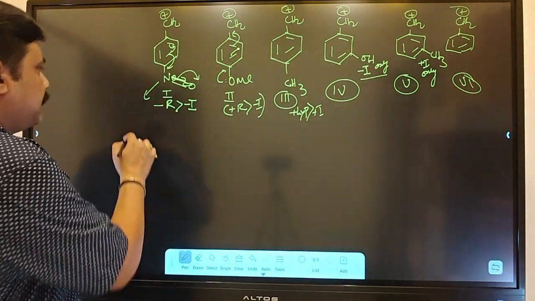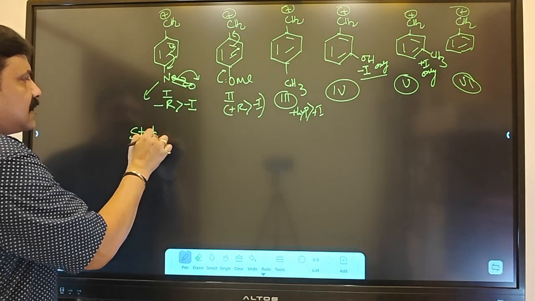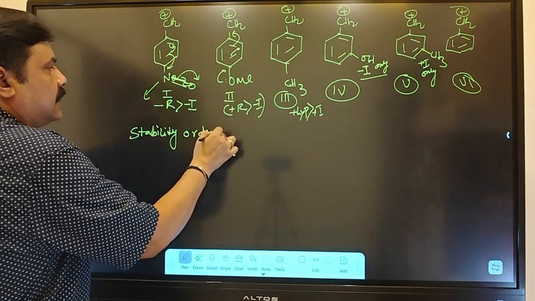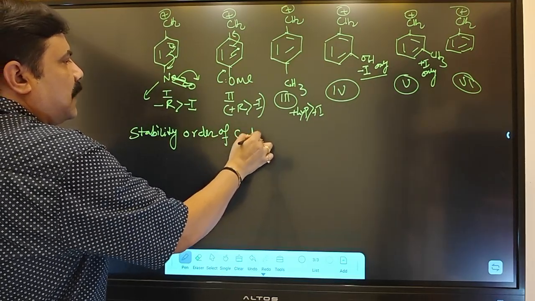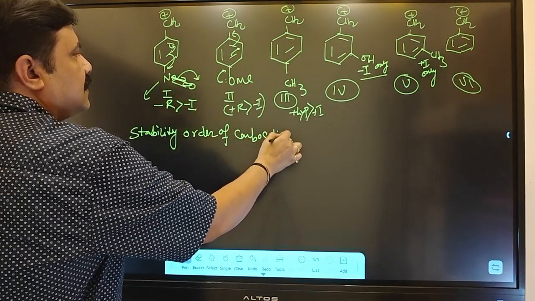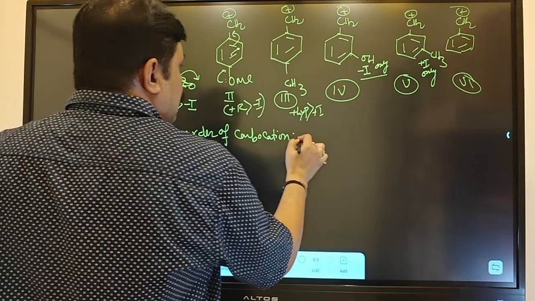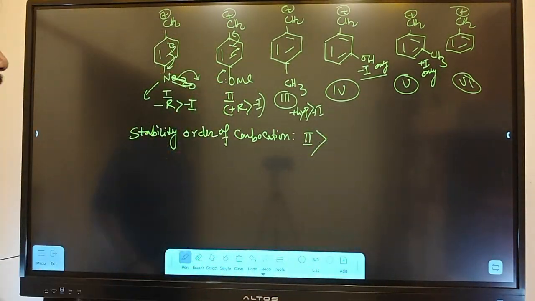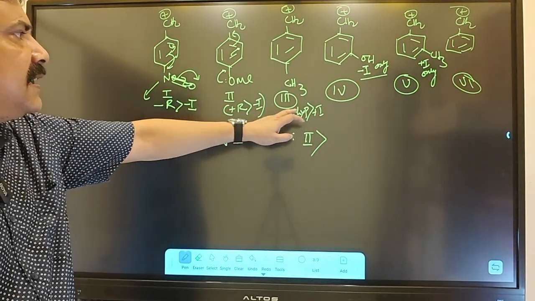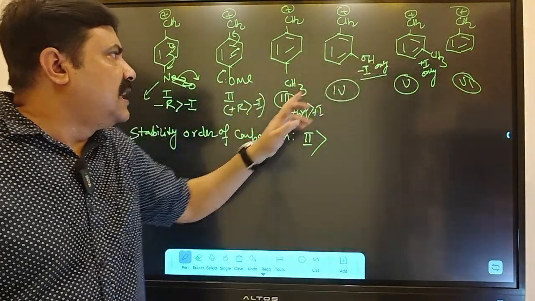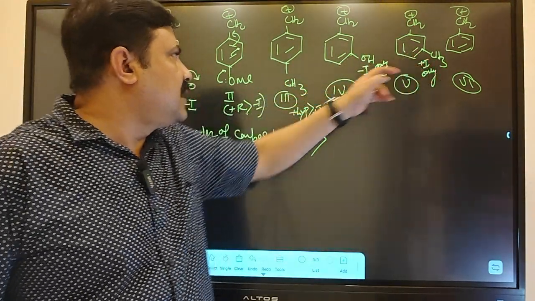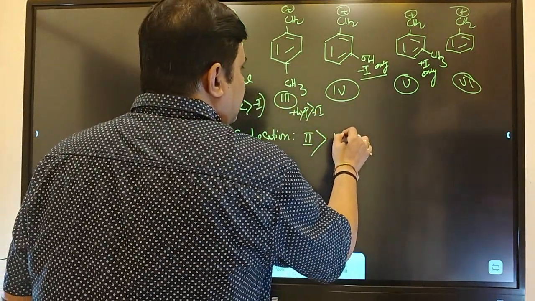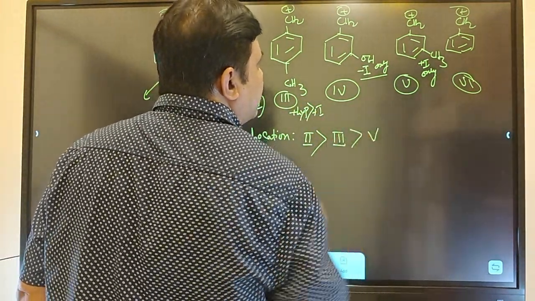That's why my stability order of the carbocation is: 2 will be the greatest. After that, where is the other releasing effect? Here one releasing, here one releasing. Here hyperconjugation, here plus I. The hyperconjugation effect is stronger than plus I. So that's why 2 is greater than 3, and 3 is greater than 5.